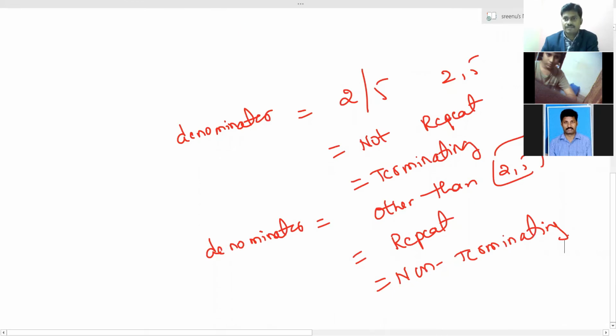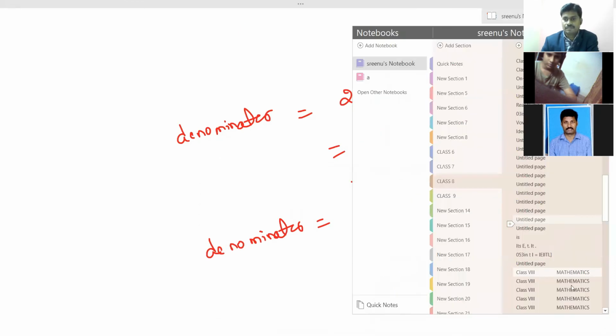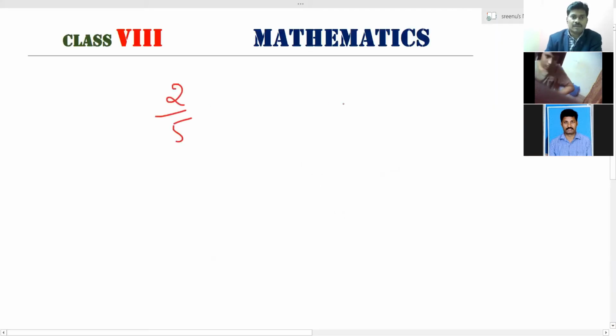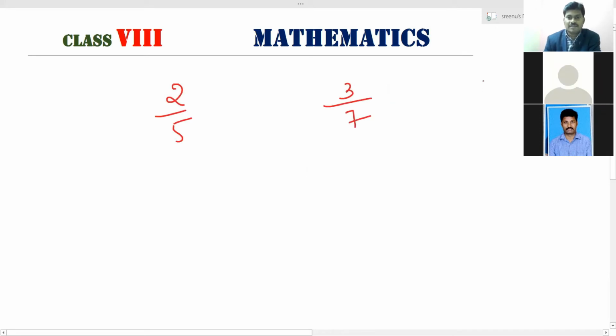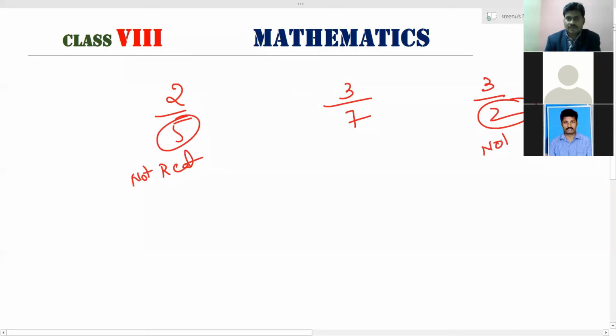Here I will take 2 by 5, 3 by 7, 3 by 2. Here 5 is there, 2 is there. I said this does not repeat. Not repeat means terminating. This is terminating. This is also terminating. And this is not terminating. I will divide. What happens?